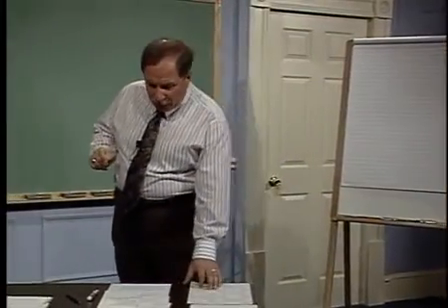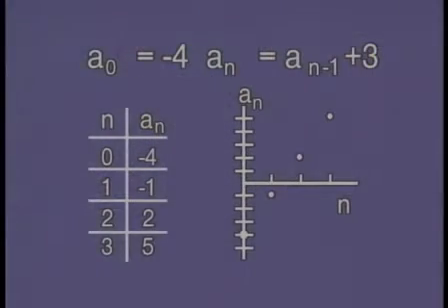Okay, let's take a look at the next visual. The next visual shows us another recursive function. How do we know that it's a recursive function? First of all, they give us one term. Secondly, we have a rule. Given a sub n minus 1, here's how we find a sub n. In this case, a sub 0 is negative 4. And to find the next term, take the previous term and add 3. In fact, this is the same recursive function we just looked at previously. But now we have our roster, and we've also plotted points.